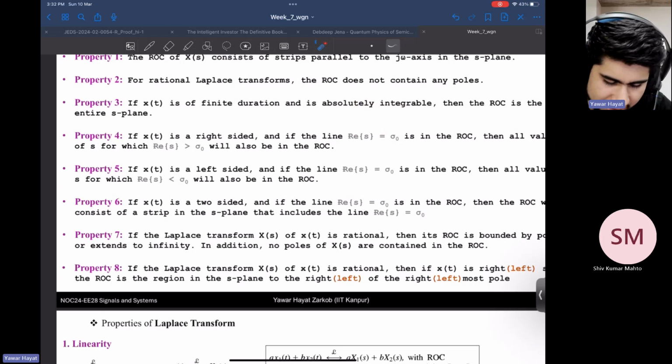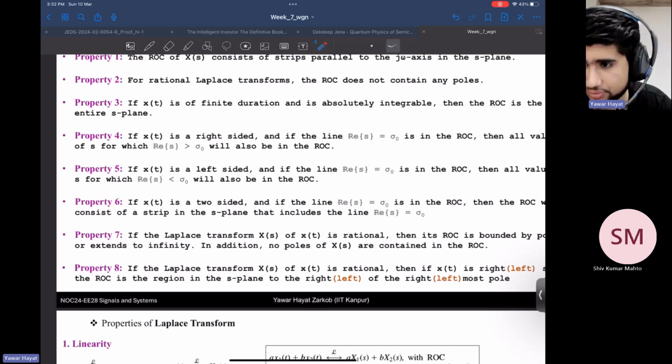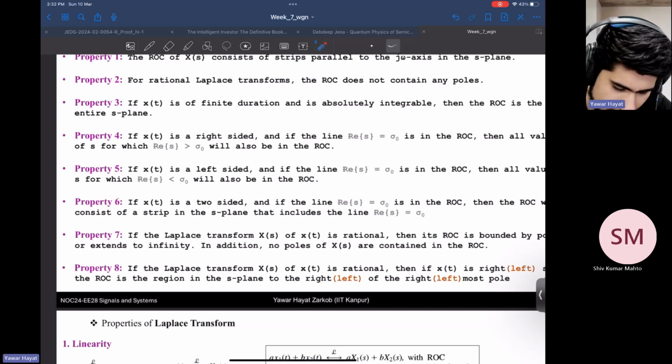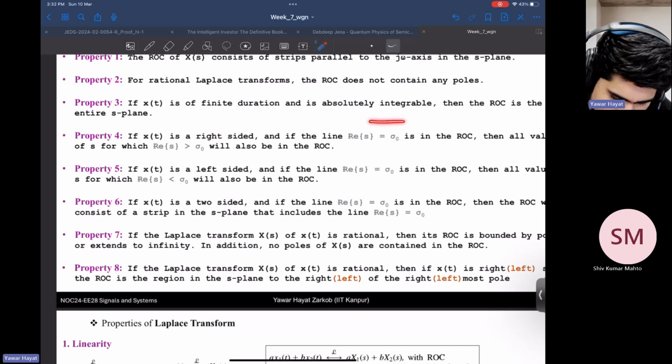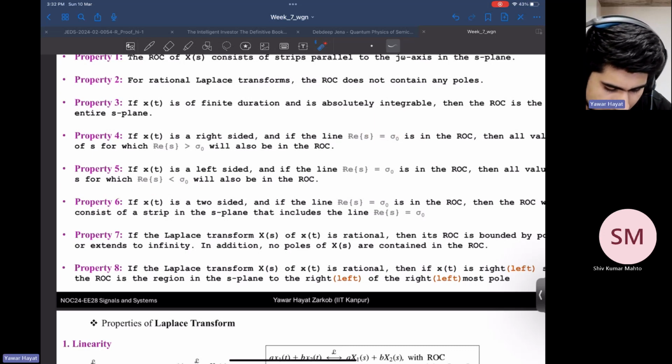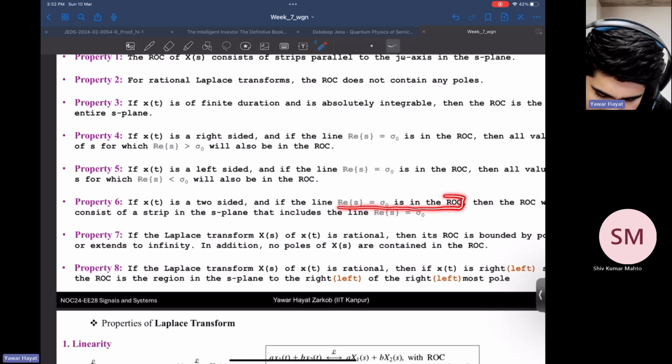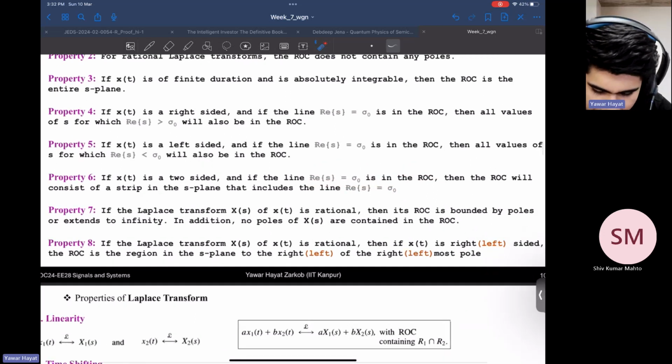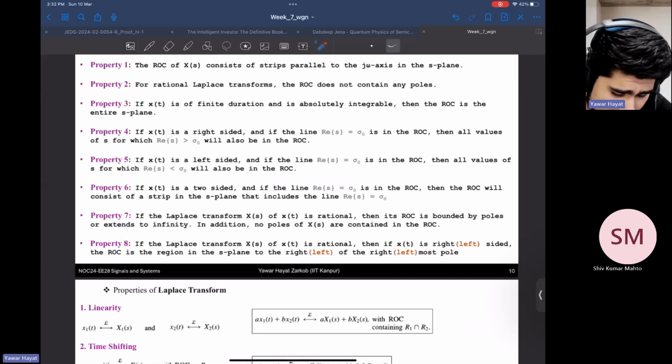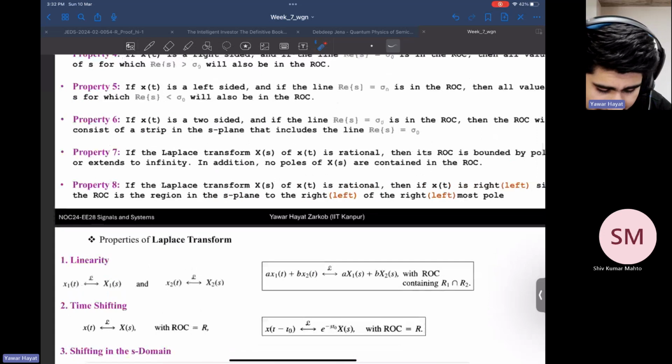Right? Likewise, if I have a left-sided signal that extends to the left side, then the ROC would also be left-sided, in the sense if I have this sigma naught, the ROC would be this. Right? So property 6 states that if x of t is a two-sided signal and if this line, real part of s being sigma naught, lies in the ROC, then the ROC would consist of a strip in the S plane that includes the line R of s equals sigma naught. Okay. Then we have property 7.